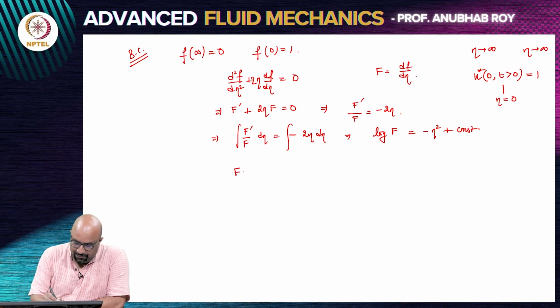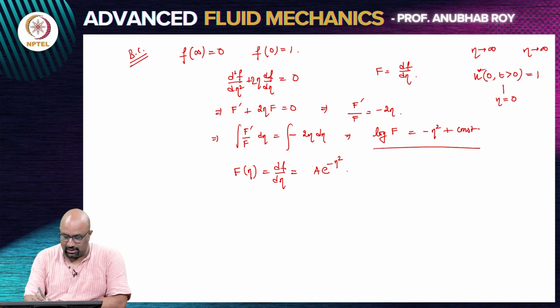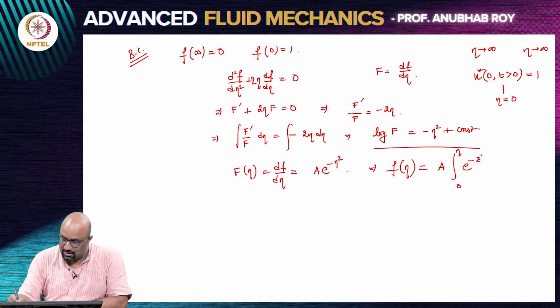So, your F of eta, which is actually df d eta, is some constant times exponential of minus eta square. There is a log here and that gives me some arbitrary constant times exponential of minus eta square. Now, if I integrate this, I have f of eta as a integral from 0 to eta of e to the minus z square dz, plus b.